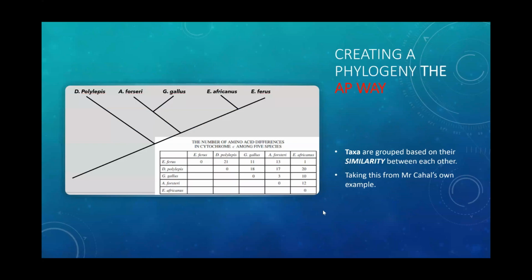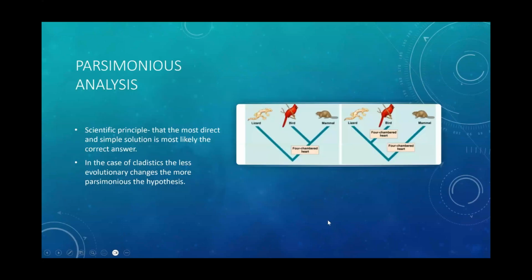Now, I have to mention that the AP does phylogenies differently than the way Mr. Cahill taught. The AP groups taxa based only on similarity, or completely on similarity. And this example I took from Mr. Cahill's PowerPoint. Look, they are put together not based on evolutionary changes, but based on how similar they are, based on traits.